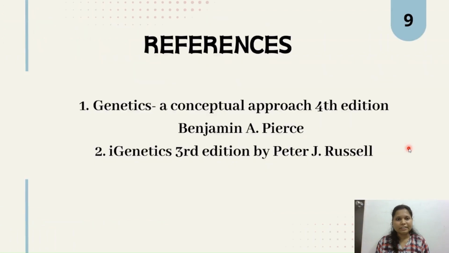So these are the references for my topic. First is Genetics: A Conceptual Approach, fourth edition by Benjamin Pierce, and second is iGenetics, third edition by Peter J. Russell.